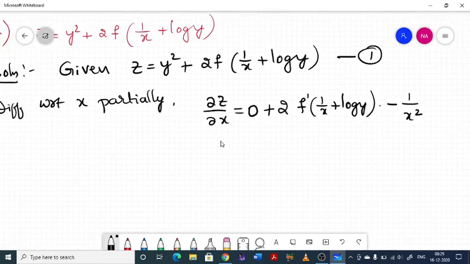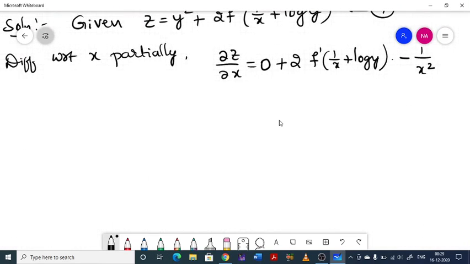So I will get p equal to minus 2 f dash by x square. I can simply write f dash means f dash of 1 by x plus log y.